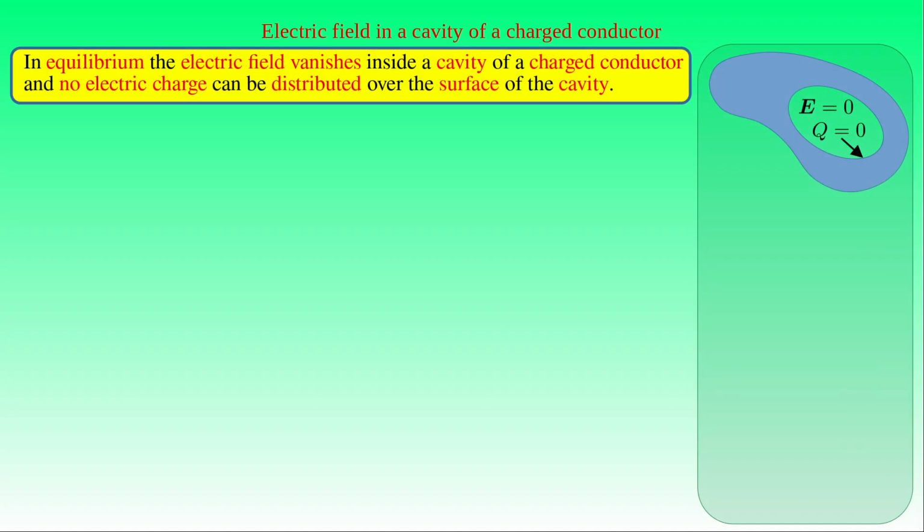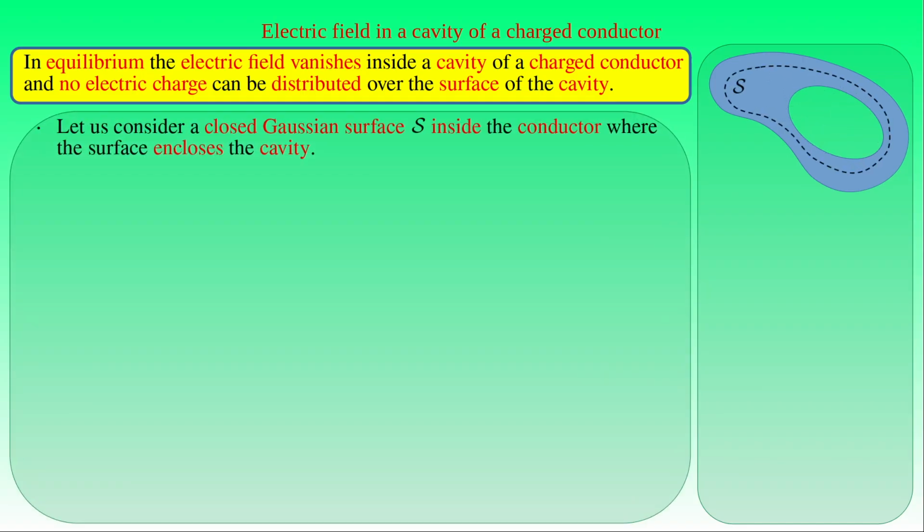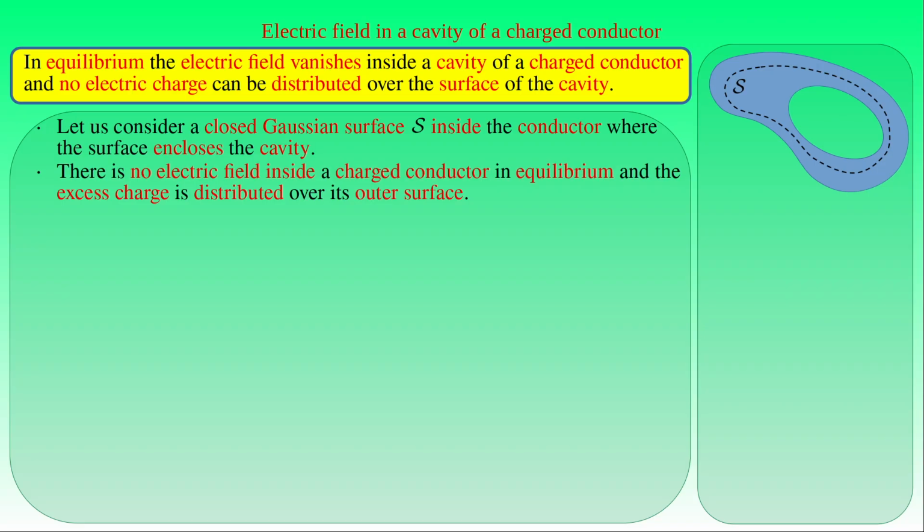If we examine the electric field inside a cavity of a charged conductor, then we will find the following. In equilibrium, the electric field vanishes inside a cavity of a charged conductor and no electric charge can be distributed over the surface of the cavity. We can prove this statement by considering a Gaussian surface S inside the conductor where the surface encloses the cavity. We have already seen that there is no electric field in a charged conductor in equilibrium, and any excess charge is always distributed over its outer surface.